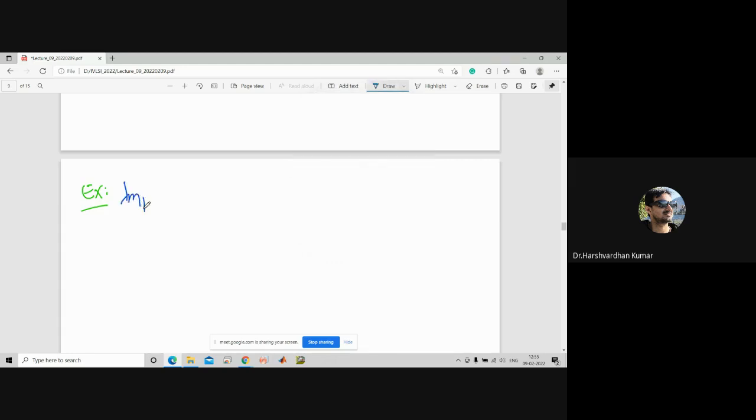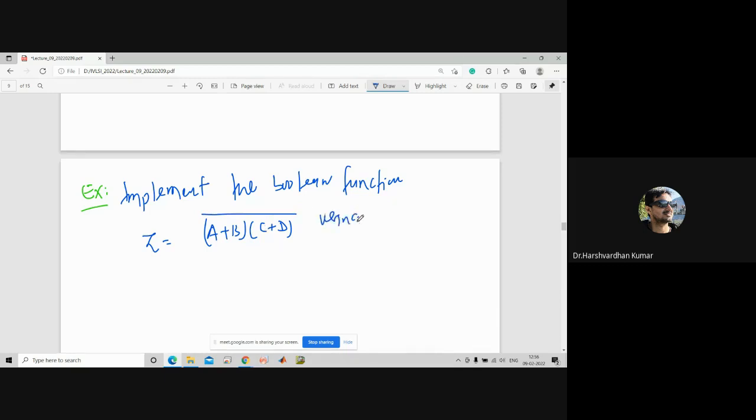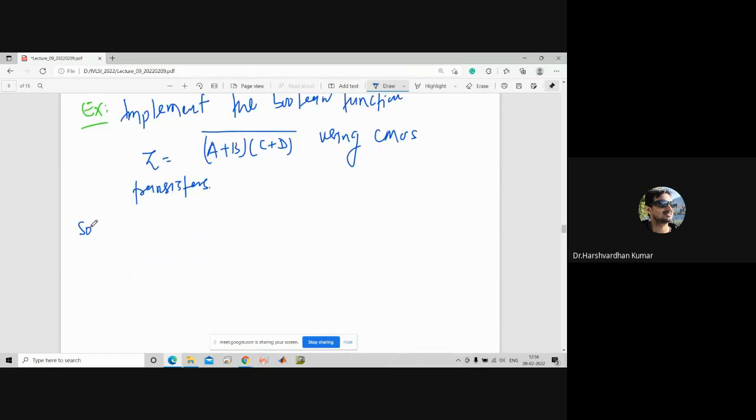Based on the above fundamentals, I will give you one example. Let us say, implement the Boolean function Z is equal to (A plus B) multiplied by (C plus D), whole bar, using CMOS transistors. Just give me 5 minutes. Okay. So first, what do we need to understand?